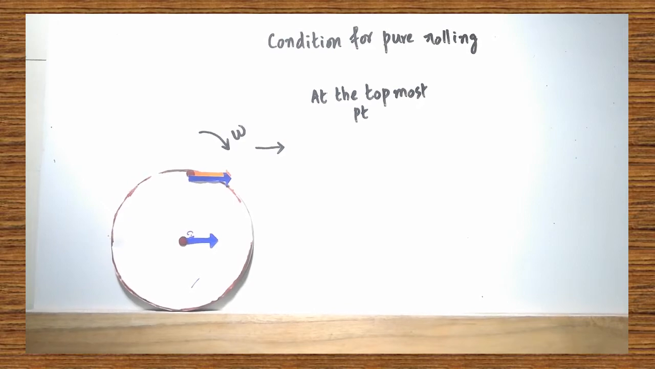Now we are going to learn the condition for pure rolling. Here we are going to learn the important part of the presentation. Now we are going to see when pure rolling occurs. Let us imagine a rolling body.